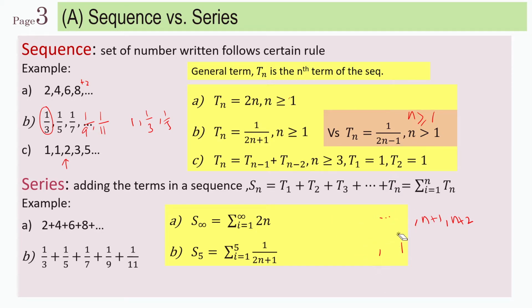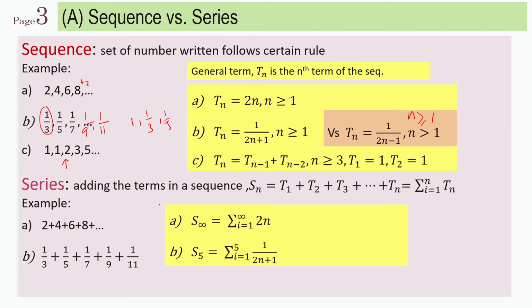Okay, and then you must provide the first two terms for this sequence, because if you didn't give these two terms, you cannot calculate the third term. Next we will look at some examples on how you can generate the terms from these general terms.